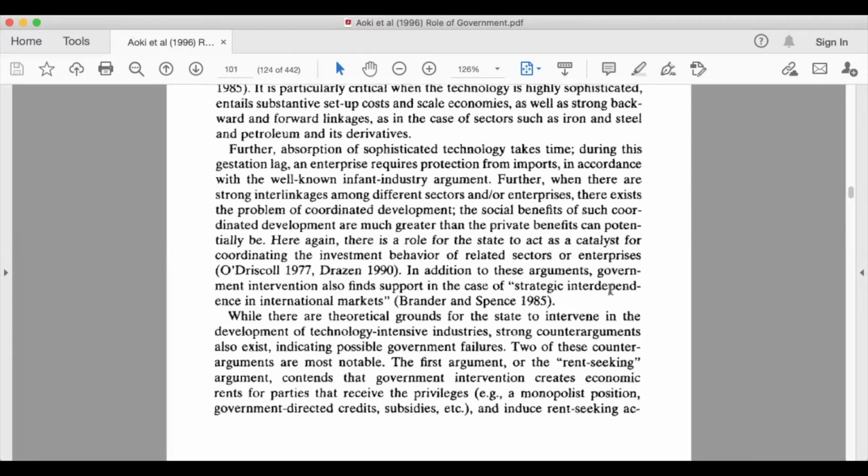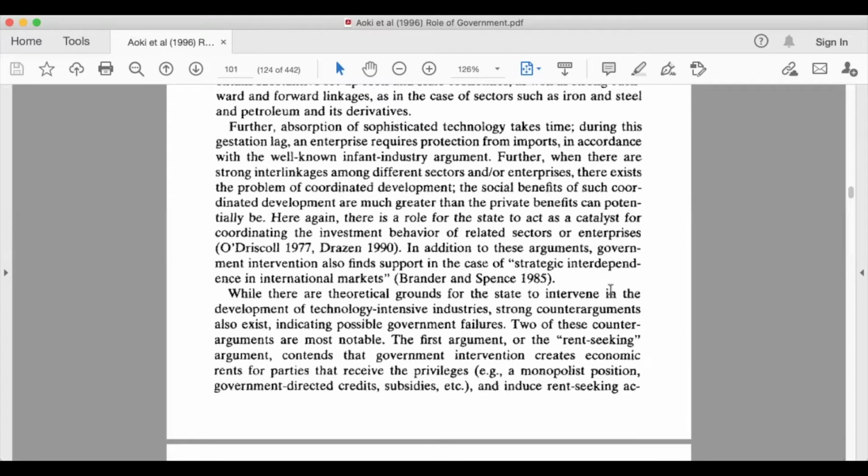"Further, absorption of sophisticated technology takes time. During this gestation lag, an enterprise requires protection from imports in accordance with the well-known infant industry argument." So you've heard this time and again from Ha-Joon Chang onwards. "When there are strong interlinkages among different sectors and/or enterprises, there exists the problem of coordinated development. The social benefits of such coordinated development are much greater than the private benefits can potentially be."